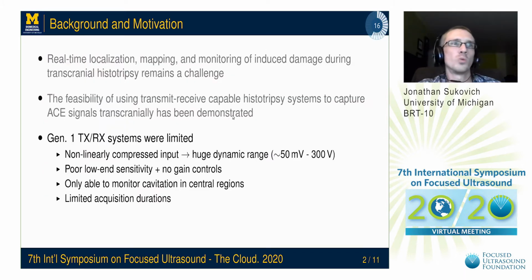But the generation 1 transmit-receive systems were pretty limited. The received signals were nonlinearly compressed, which gave us a big dynamic range, but the low end sensitivity was poor and we didn't have any gain controls. So we weren't really able to measure weak signals generated near the periphery of the skull.